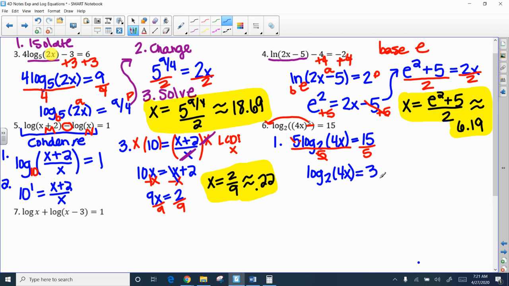And now notice that's going to be a lot easier to deal with than what we had before. Then step 2 is to change forms. So to change this to exponential form, we'd have 2 is the base to the 3rd power equals 4x. Okay, so that's step 2. Then step 3 is to solve. I can evaluate 2 to the 3rd power, which is just 8. So 8 equals 4x. And then to solve for x, divide by 4. And we get x equals 2.